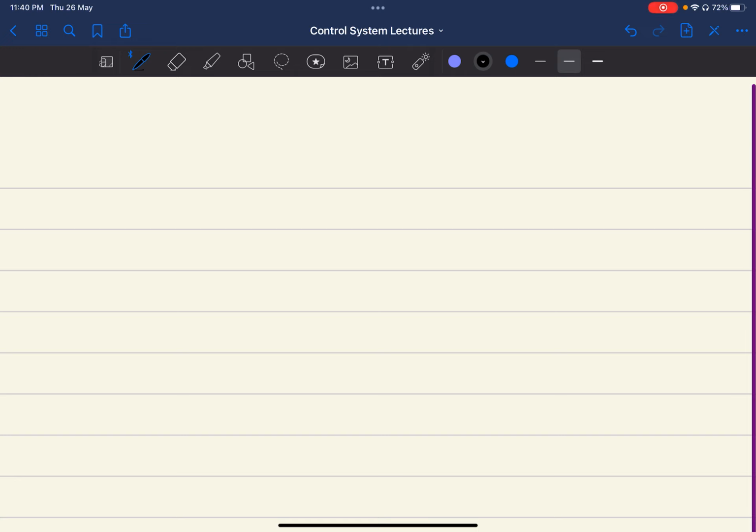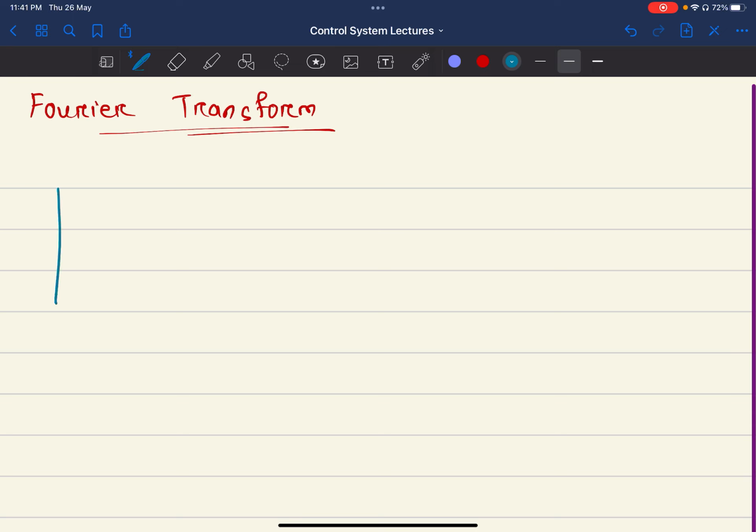So, as we had discussed about the Fourier transform in the last class, I will be continuing that discussion. Today we'll be going a little slow, because in the last class I realized I was a little fast. So just imagine you are given, in the frequency domain, this kind of plot.